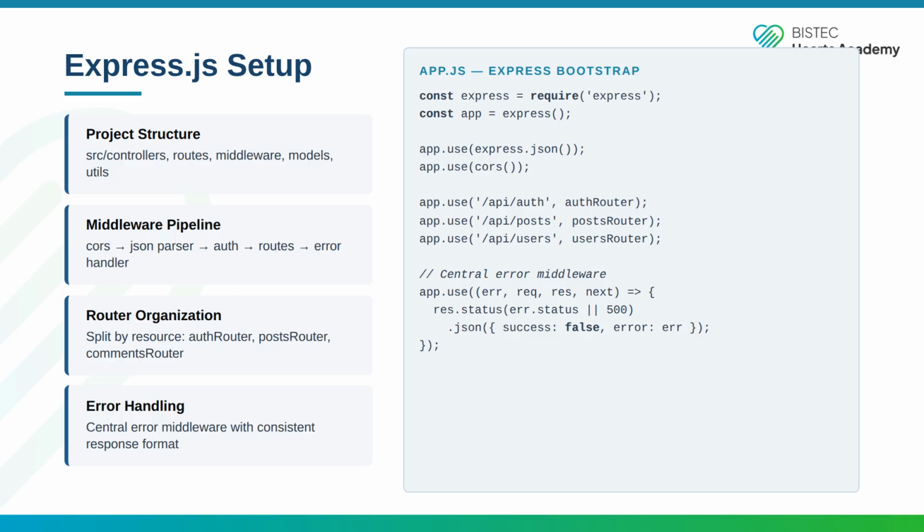The middleware pipeline is the heart of Express. Every request flows through it in order: CORS handling first, then JSON body parsing, then your auth middleware for protected routes, then your routers, and finally the error handler. The error handler in Express uses a special 4-argument function: error, request, response, next, placed last. It catches any error passed to next from anywhere in your handlers and turns it into a consistent JSON response.